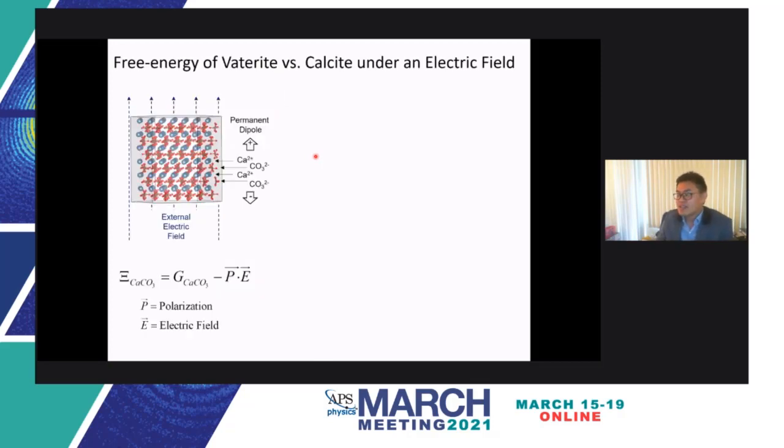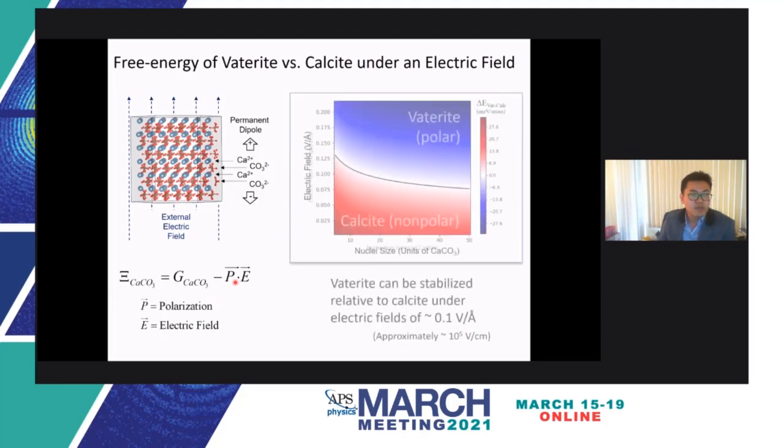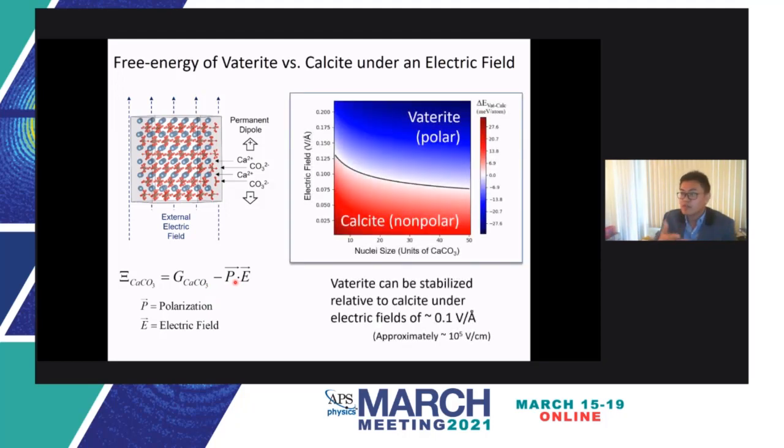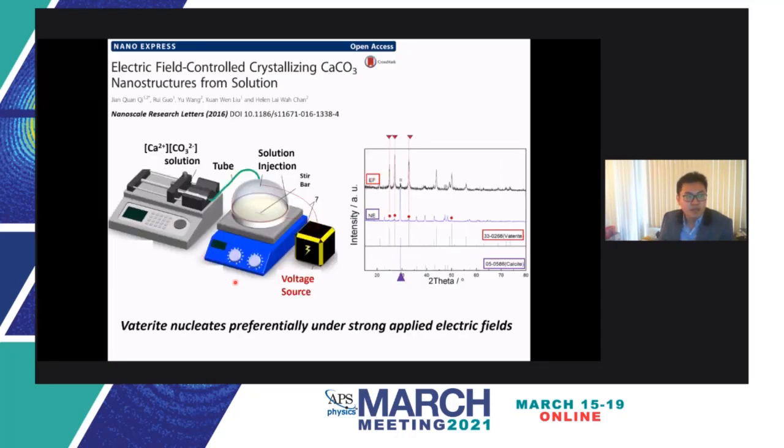What happens if you grow calcium carbonate under an applied electric field? Okay, so we take the Gibbs free energy, which has natural extensive variables for polarization, and then you do a Legendre transform to minus PE. And now I can make a new phase diagram that has electric field as one of the thermodynamic axes. Okay, and you can see that vaterite is stable with respect to calcite under applied electric fields. And in fact, this has been experimentally validated, but not rationalized. It's been shown that electric fields can make vaterite, but it didn't explain why.